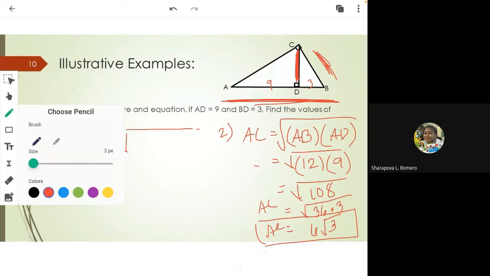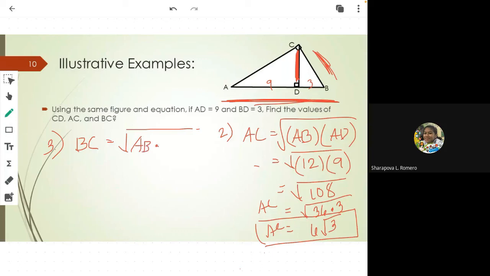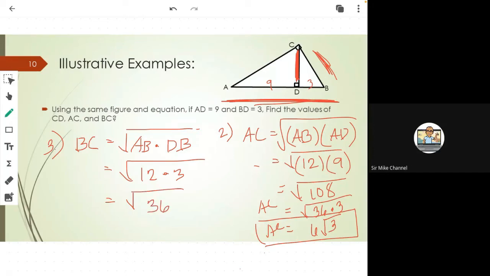AB times DB po. Okay, correct. And then, ang AB natin ay 12 times line segment DB, that is 3. And then, anong 12 times 3? 36 po. And then, what is the square root of 36? 6 po. Okay, so the answer is 6. Okay, so yun lang po yung pag-solve natin ng mga geometric mean natin.